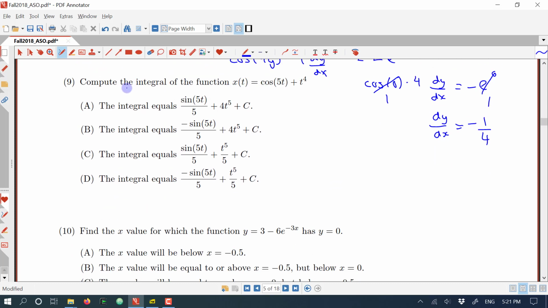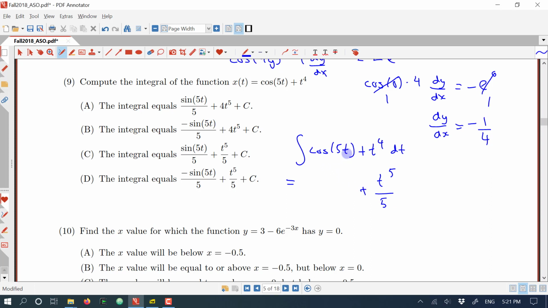Last but not least, number 9 was another question asked about. And here, the main thing is to remember what we're evaluating. We're asked to evaluate the integral of cos of 5t plus t to the 4, and that would be with respect to t. So one of these is fairly straightforward. It's one of our rules. Add 1 to the power, divide by the new power.